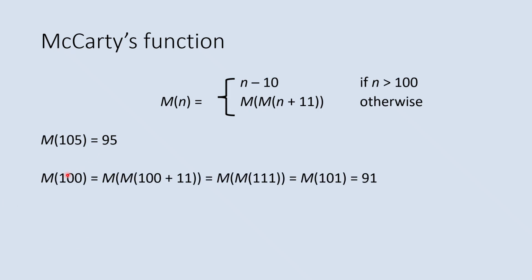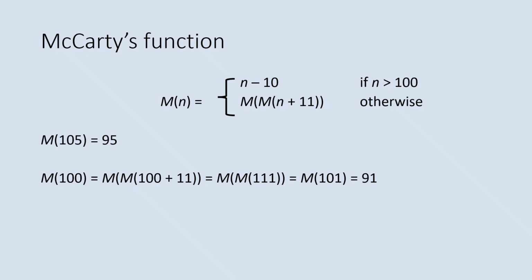If we look at M of 100, though, M of 100 says, okay, now we have to put in 100 plus 11, so we're looking at M of 111, but then we need M of that. Well, M of 111, that's bigger than 100. We subtract 10. Means that we're looking at M of 101. And M of 101, we subtract 10 again, is 91. So M of 100 is 91. And that goes through this multi-step process of doing this calculation.